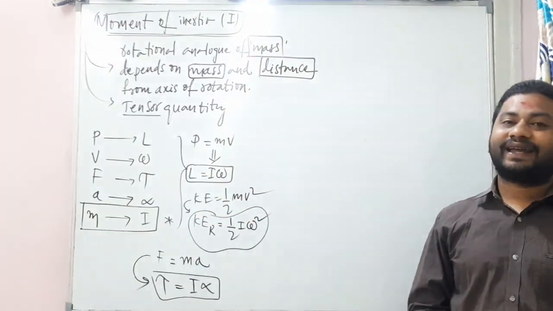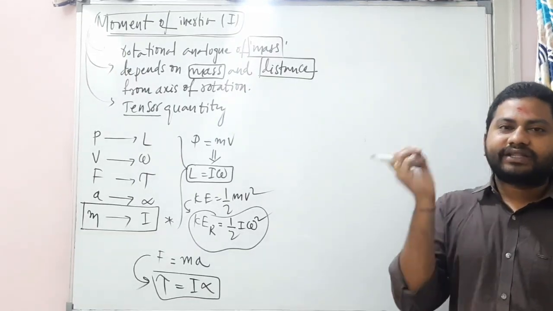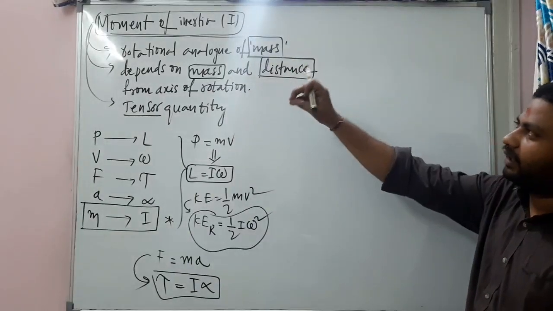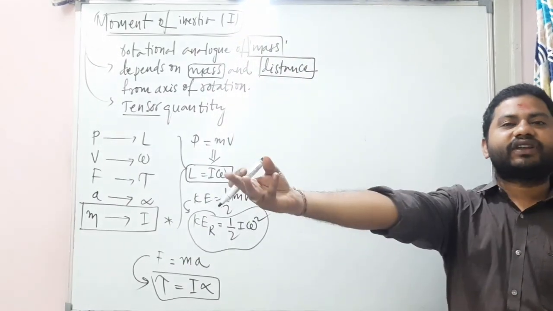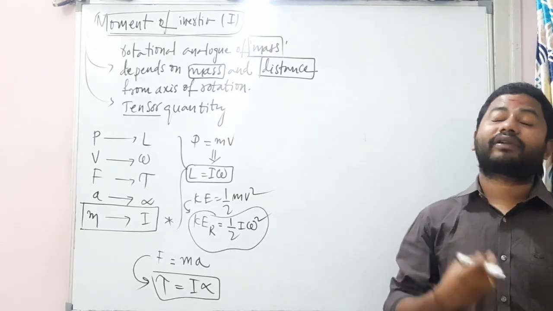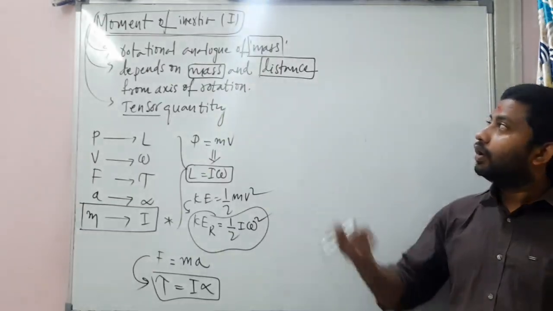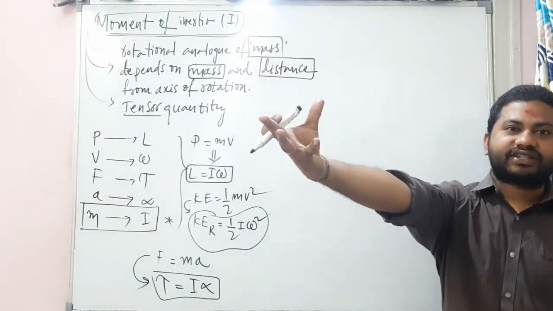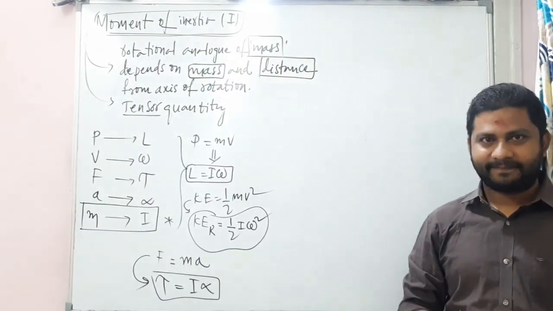So I hope you understand what exactly the moment of inertia is now. At least 50% of the idea you must get from this. What is the moment of inertia? Mass is the measure of inertia in linear motion, in translation motion. Right? Here, moment of inertia is the measure of inertia in case of rotational motion.